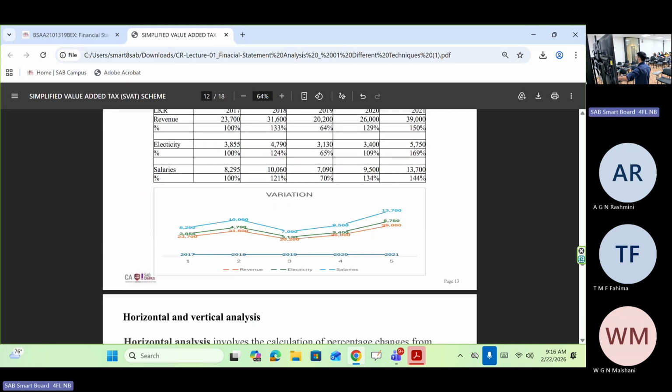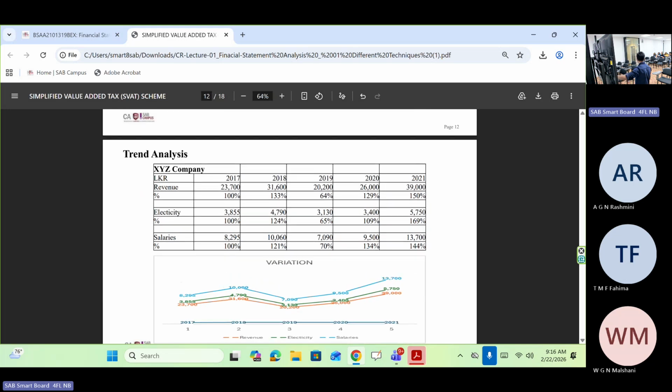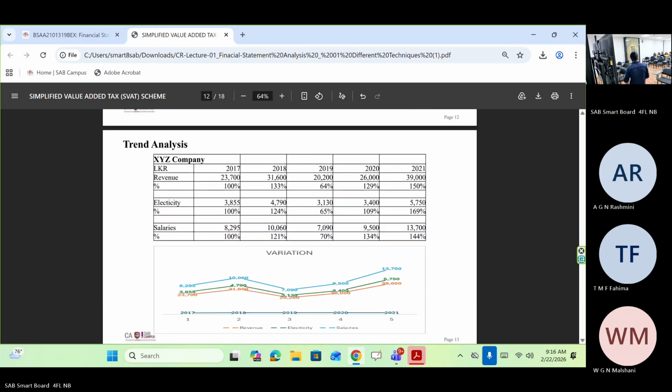You can do this trend analysis by using this Excel, right? You can develop a trend line.